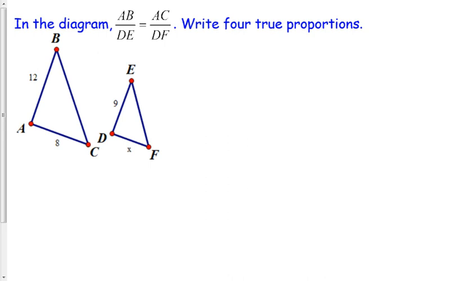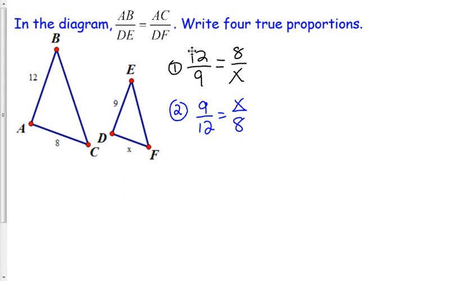So in this diagram, AB over DE is equal to AC over DF, right? We need 4 true proportions. Number 1 is just a matter of plugging in the numbers. If we look at the diagram, AB is 12 over DE, so 12 over 9 equals AC, 8 over DF, X. That's number 1. Number 2 is the reciprocals. So 9 over 12 equals X over 8.